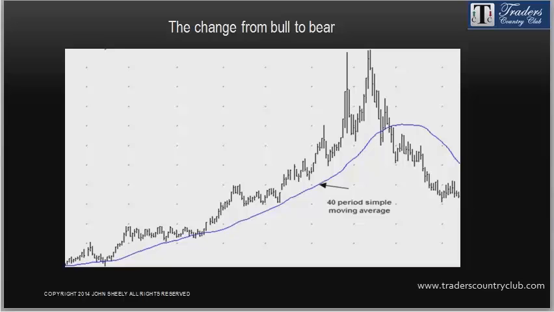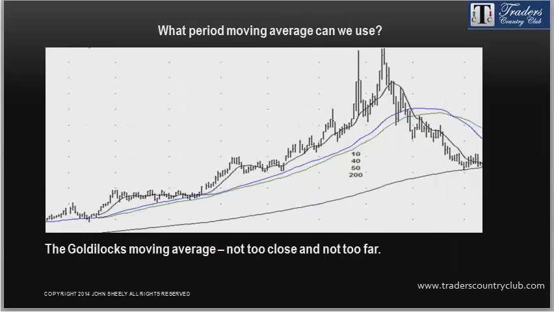But what period of moving average should I use? In this chart, I have 4 moving averages. I have a 10-period moving average, a 40-period, which is popular among commodity traders, the 50-period moving average, which is popular in stocks, and lastly the 200-day moving average, which is also watched by many traders who trade stocks.